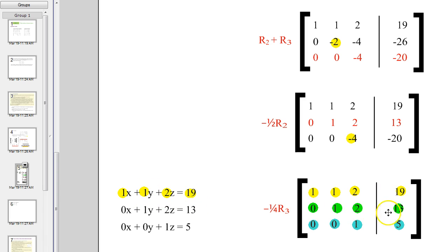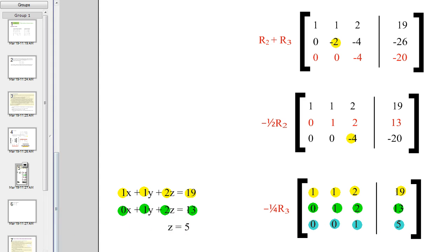The 0, 1, 2, 13 on the middle row means 0x + 1y + 2z equals 13. And the bottom row, 0, 0, 1, 5, means 0x + 0y + 1z equals 5, or equivalently just z equals 5. So we've solved for z. We know that z, that's part of the solution, z equals 5.